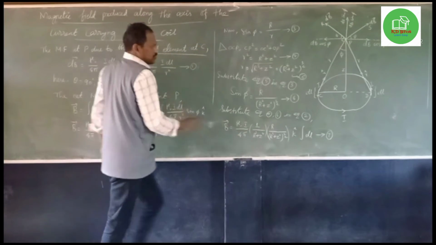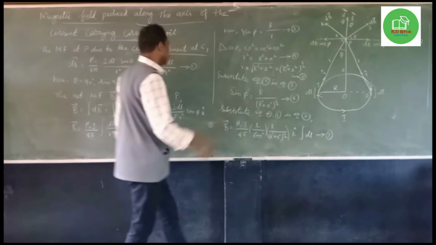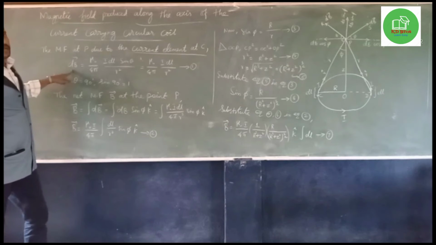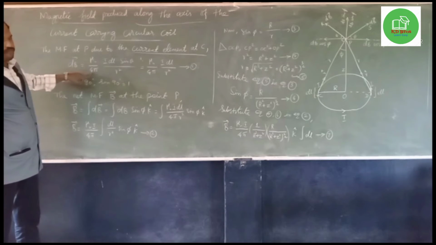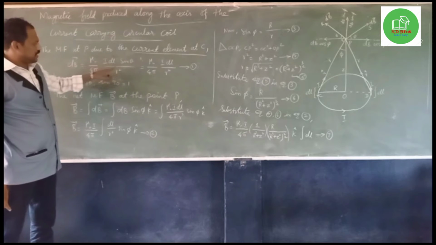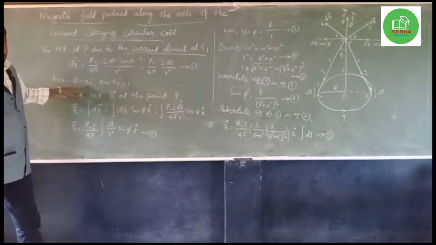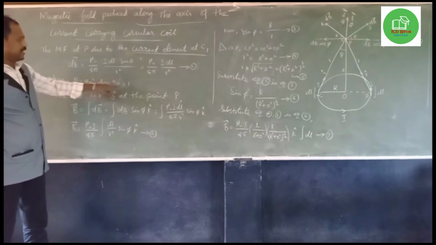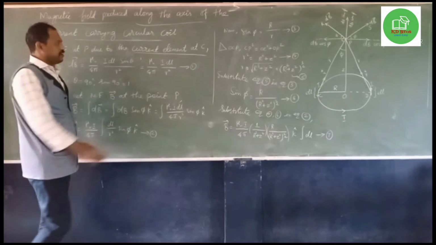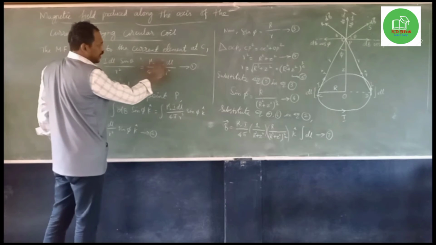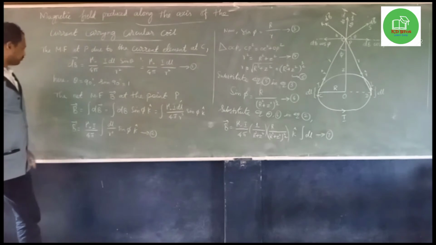First of all, we have to find the magnetic field at P due to the current element at C. From the Biot-Savart law, dB vector is equal to mu naught divided by 4 pi, I dl sin theta divided by r square. Here theta is, as we defined, 90 degree, so sin 90 is 1. Substituting this, the equation becomes mu naught divided by 4 pi, I dl divided by r square. This is equation number 1.